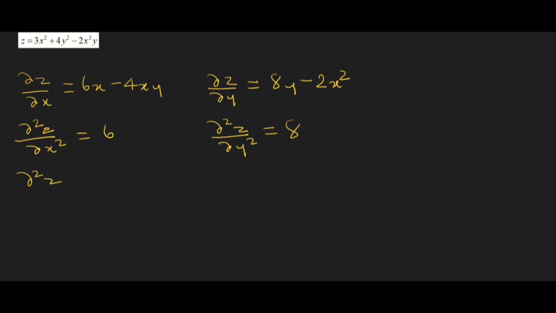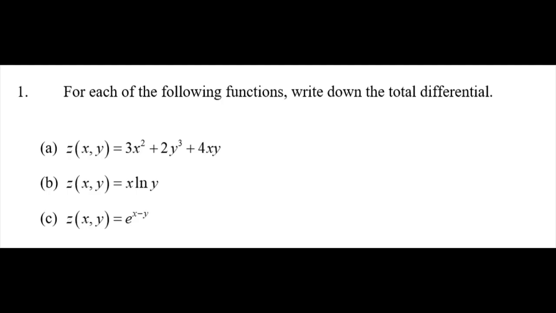Now, when it comes to the cross partial derivatives, we take the first order partial derivatives and differentiate with respect to the other variable. So, for example, in calculating d squared z dx dy, we take the partial derivative with respect to y and differentiate with respect to x, and that gives us minus 4x. And the same again for d squared z dy dx, which again will give us the same answer, minus 4x, and that's a general feature of this type of problem.